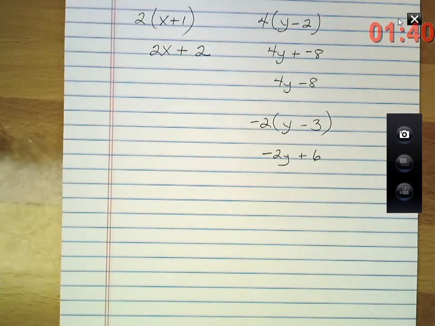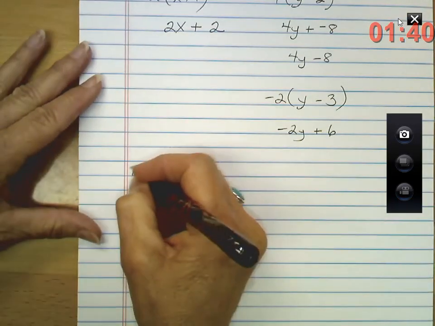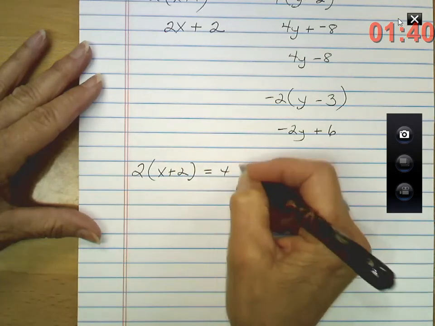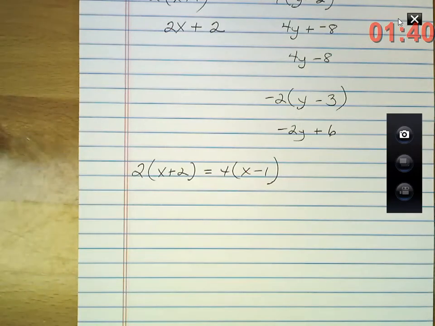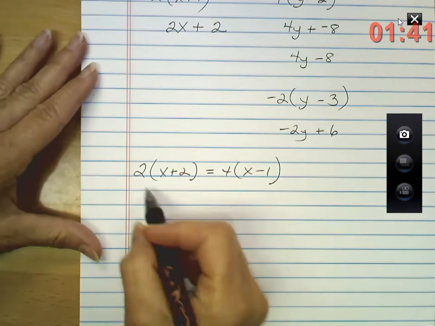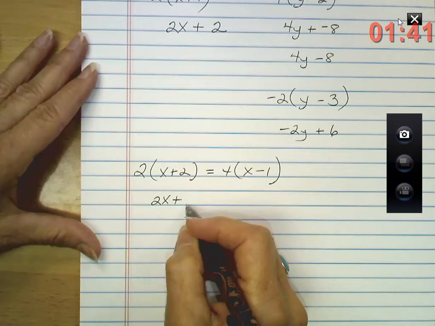Now, back to our equations. Let's say we have this one. 2 times x plus 2 equals 4 times x minus 1. You see why you need to know each individual little step? It's practically impossible to figure out what x is unless you know all these different steps. Okay, so distributive property, 2 times x is 2x, plus what goes here?